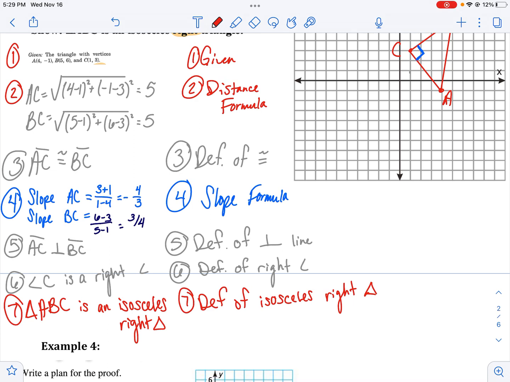Okay, so those are my coordinate proofs about the isosceles triangles. I've got some coming out for congruent triangles in just a few minutes, so check those out.